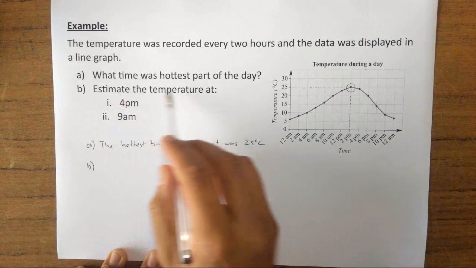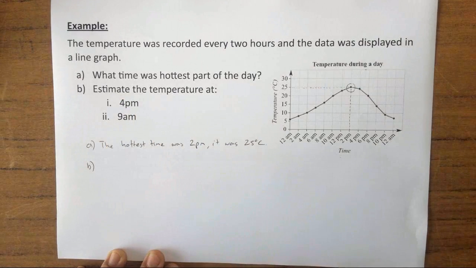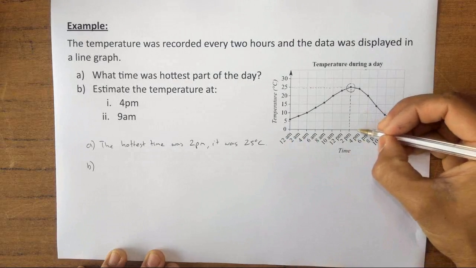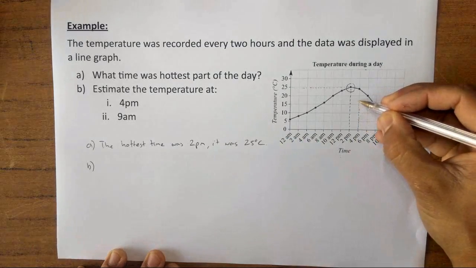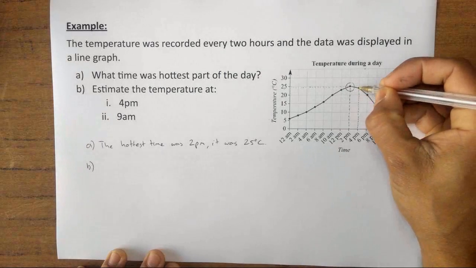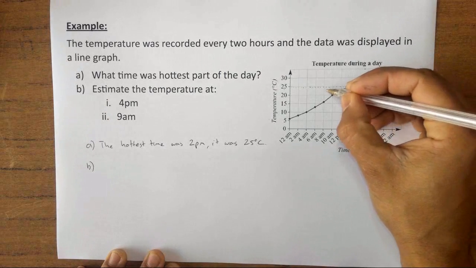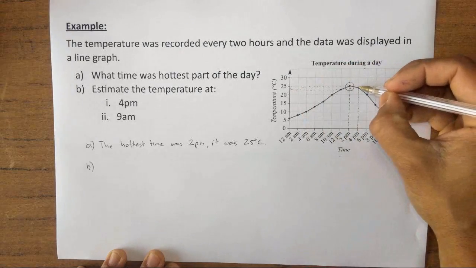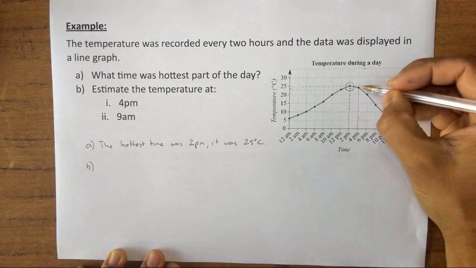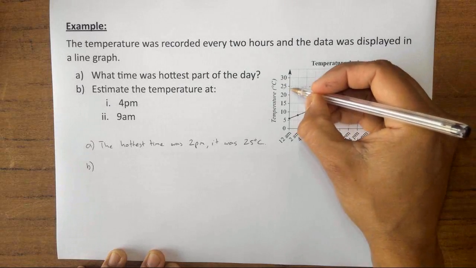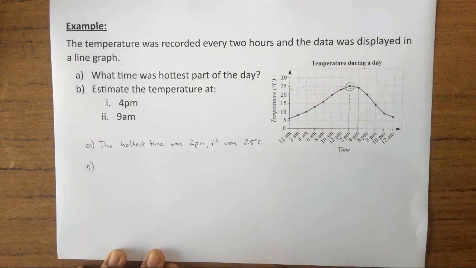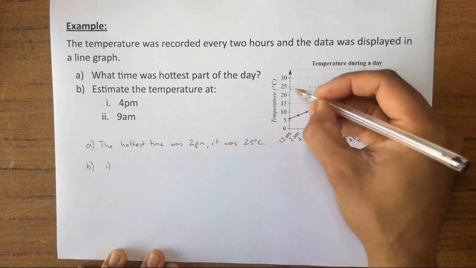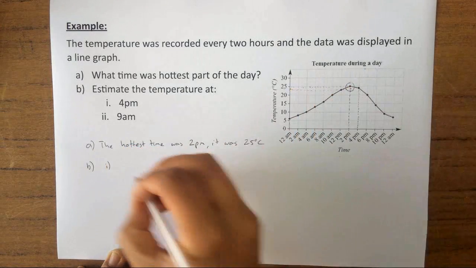Now we've been asked to estimate the temperature at 2 different times, 4 p.m. and 9 a.m. So let's find 4 p.m. along here. Here we go. We're going to take a line straight up, and we're going to take a line across. Now you notice that this dot here isn't quite on the line, it is just below the line, which means it is just below 25 degrees. Now we've been asked to estimate. So for part 1, just below 25 degrees would be 24 degrees.